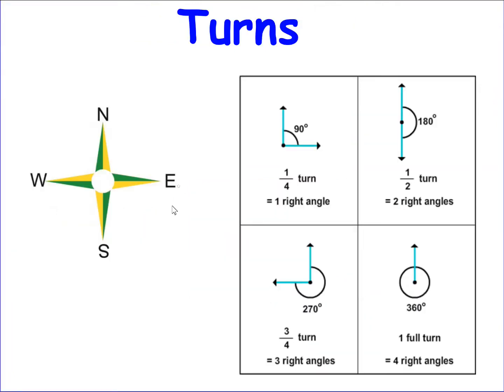Another way to move around the compass or around bearings is using the expression of a turn. Now, a full turn is 360 degrees. And what we can do is we can divide it into 4 parts. We can say a quarter turn, we can say a half turn, or you could say a 3/4 turn. So a quarter turn is 90 degrees. A half turn is 180 degrees. A 3/4 turn is 270 degrees. And a full turn is 360 degrees.